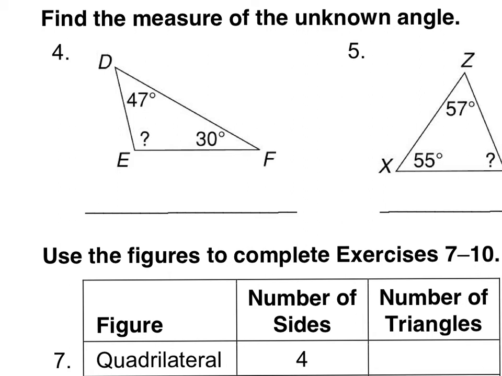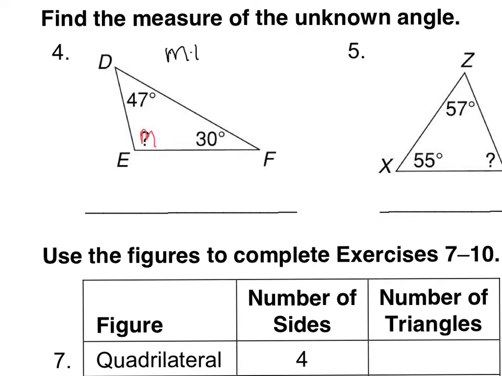Okay, so I have two angles that I know. Angle D is 47 degrees and angle F is 30 degrees. Remember, I know that all three of those angles in the triangle have to add up to 180. And this time for the question mark, instead of using X, I'm going to use M because it's okay to use any variable. I don't want you to get used to only using X. I'm going to set up my equation.